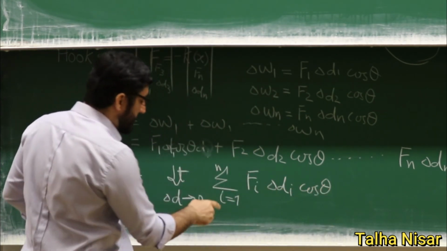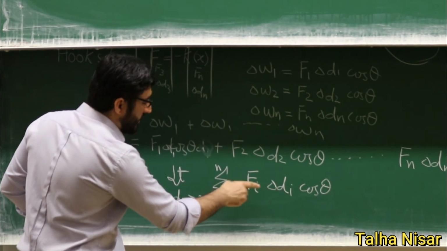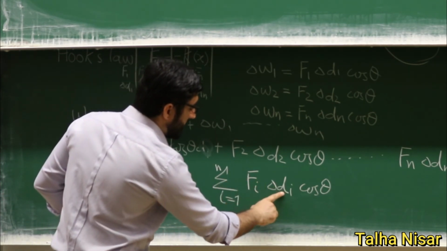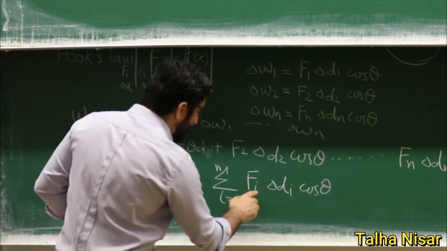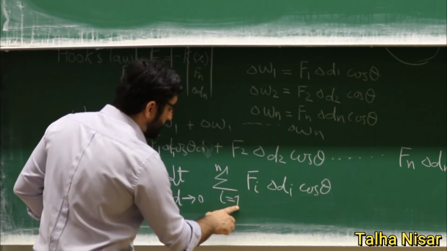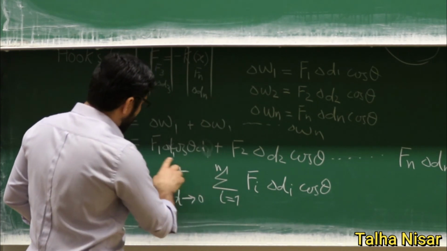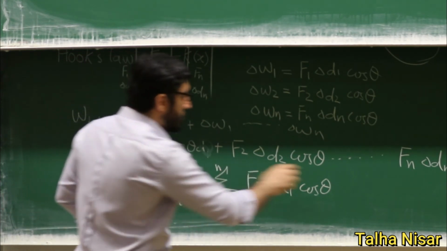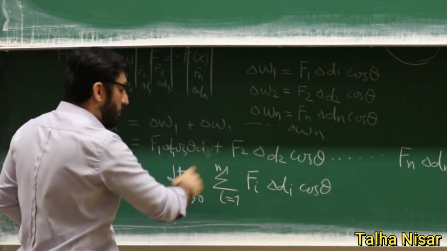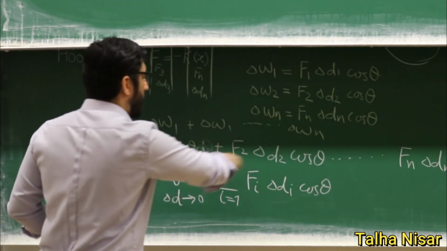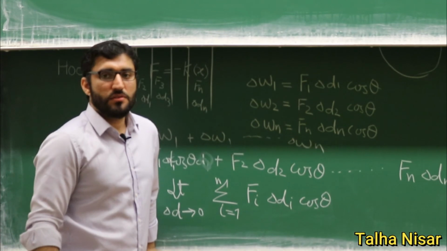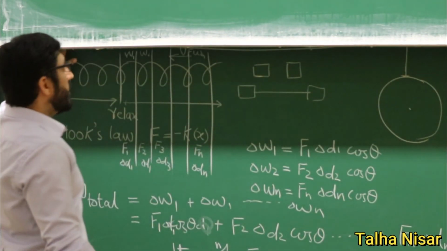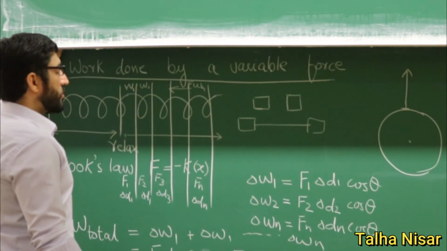What it means is that the work done is the force multiplied by displacement, and if we have an angle, then we write a cos of theta. This i means that i starts from 1 to n. So this is the simple way to represent this complicated expression. So this is how we calculate the work done by the variable force.